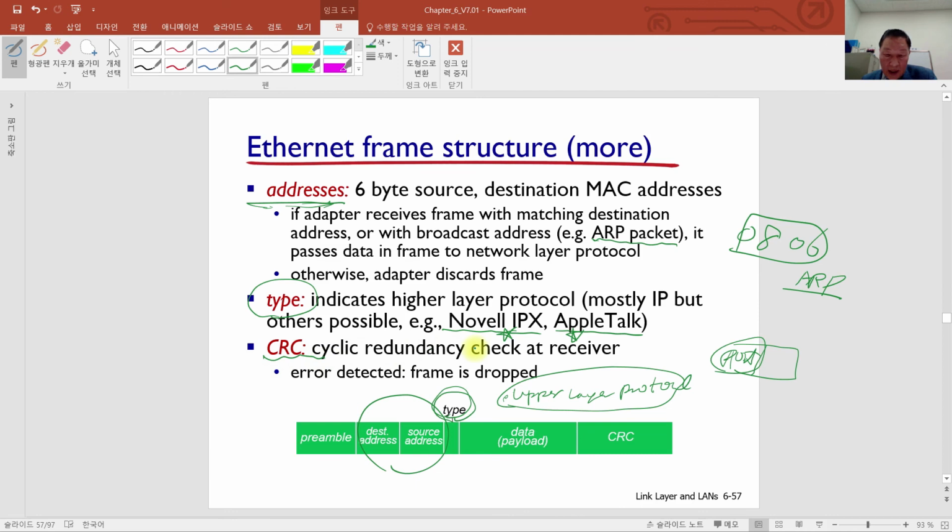And this CRC, as we learned already, is the cyclic redundancy check. It is calculated by the sender and sent with the frame, and the receiver calculates it again and compares whether they are equal or not. If they are equal, then it is error free; if not equal, then it is corrupted. Then this Ethernet frame will be thrown away. Error detected, the frame is dropped, and it should then be retransmitted.